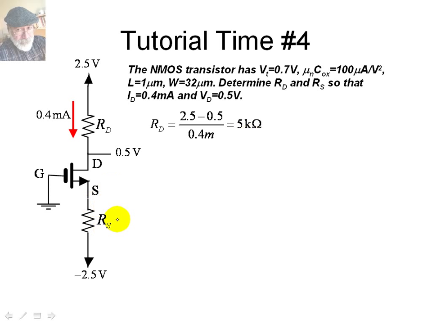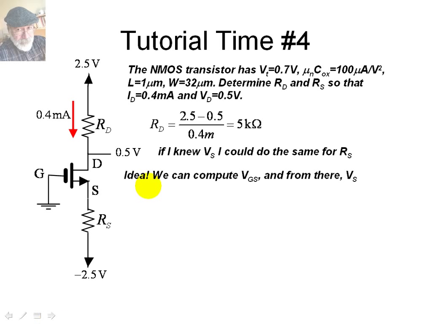What about the other resistor, the one at the bottom? Immediately we think, if only we knew Vs, we could do exactly the same trick, because the current here in Rs is the same 0.4 milliamps. We have the voltage at the bottom, negative 2.5. We only need Vs. What is Vs? If we knew Vs, we could do the same trick to compute Rs. That's right. Let's explore this idea.